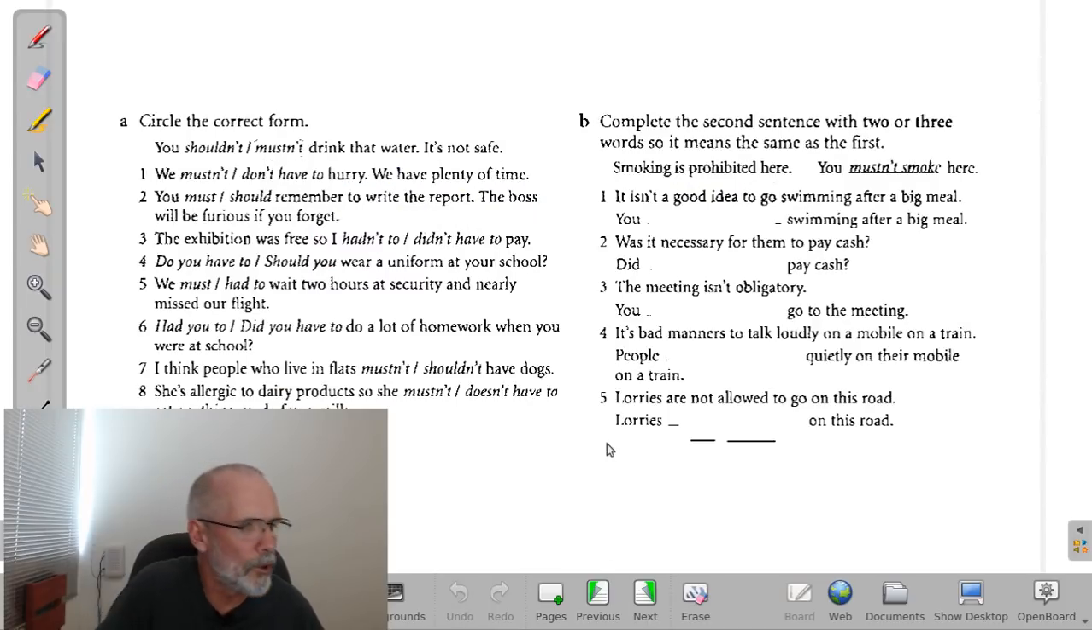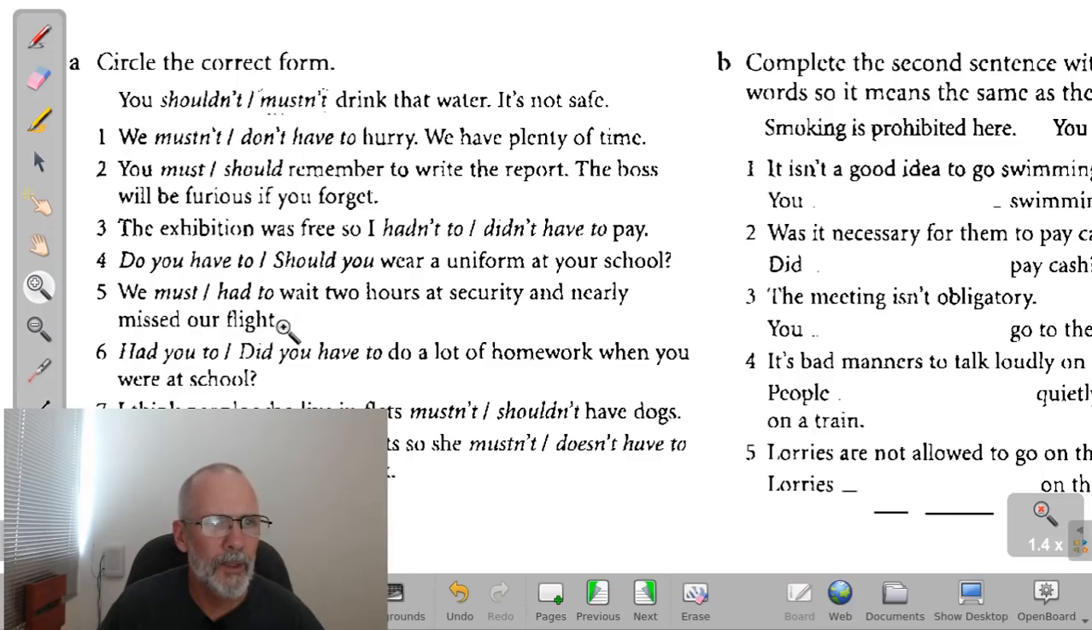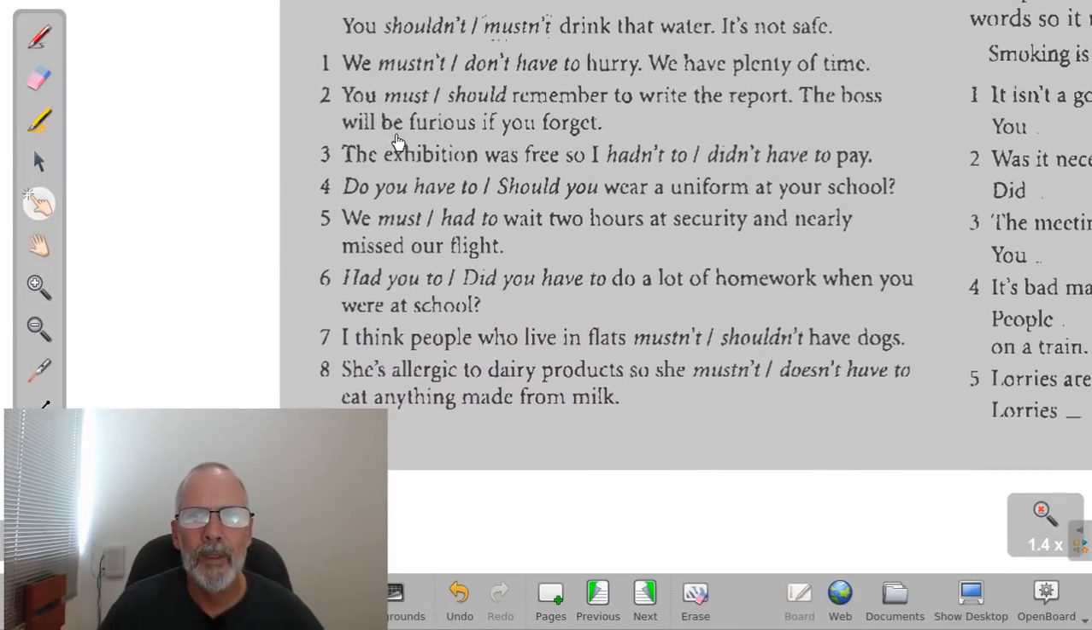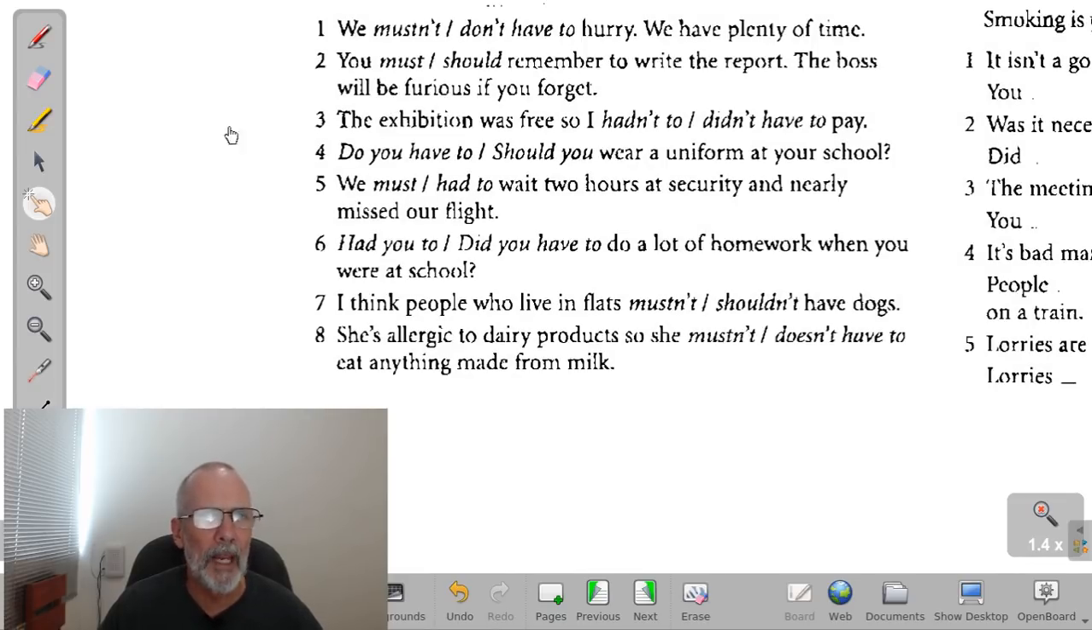We've got some questions. So let's zoom in a bit, and we start with these ones here. So circle the correct form. Well, we're not going to circle the correct form. Choose the correct form here. So write in the chat, we mustn't, or we don't have to hurry. We have plenty of time. Which is the correct form here? Mustn't or don't have to?